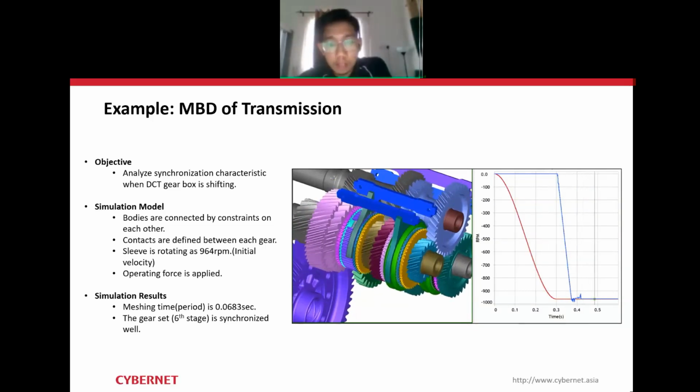As for the simulation model, all bodies here are connected to one another using appropriate constraint, contact definition, and also joints. Then as for the input, the sleeve is initially rotating at 694 RPM. As the result, during the meshing process, we can determine that the gear meshing process took about 0.683 seconds. And also based on this graph here, we can determine that the gear is synchronized well.